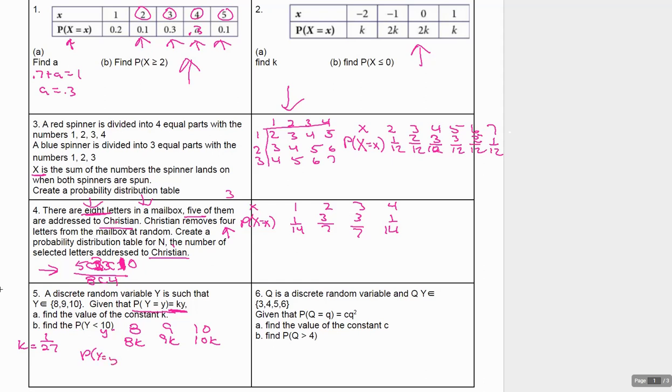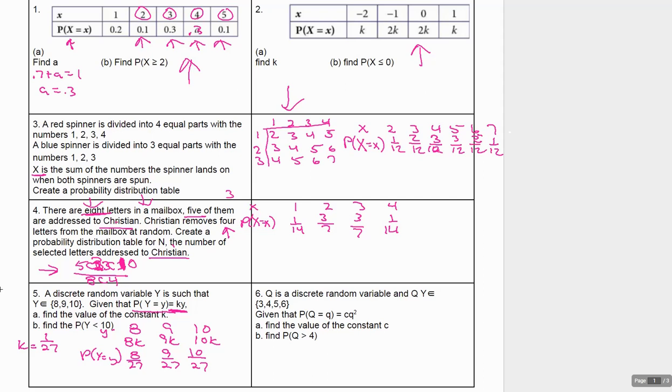So what's our probability going to be? The probability of y less than, that's 8k plus 9k. Well, in this case, what's 8? This is supposed to say 8 over 27, because all I'm doing is multiplying what my k is, right? So this becomes 8 over 27. This becomes 9 over 27. This becomes 10 over 27. And now I have all my probabilities.